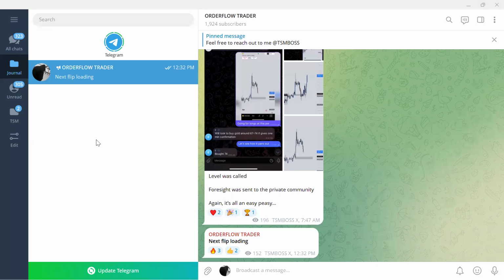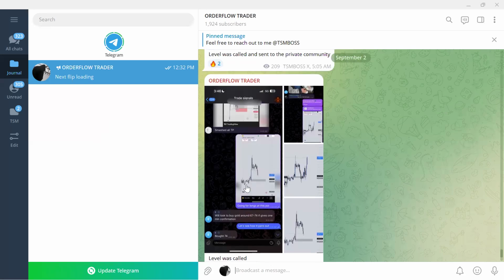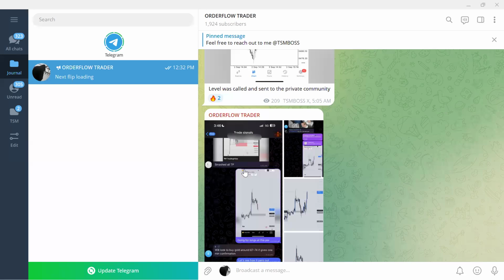So far, this is our free Telegram community. As you can see right here, we've had every single trade level called out for everyone in the private community, where the trade codes are sent in to be able to do the same thing I do, right?